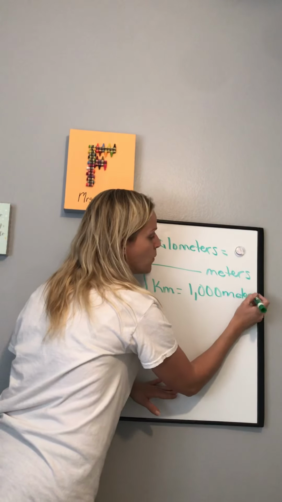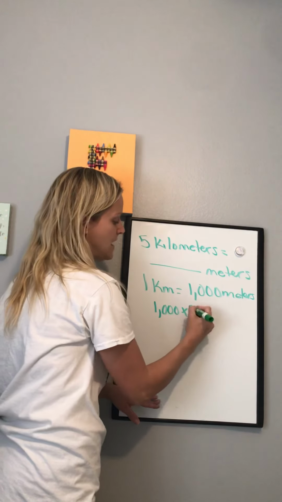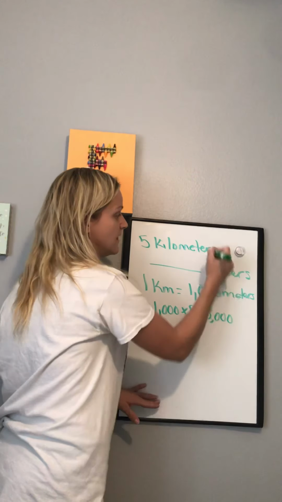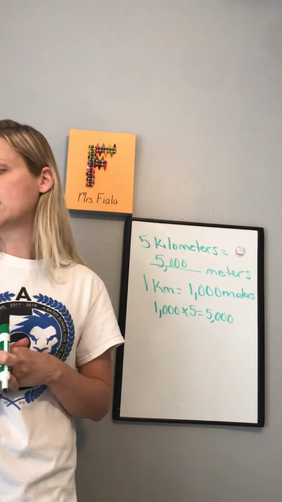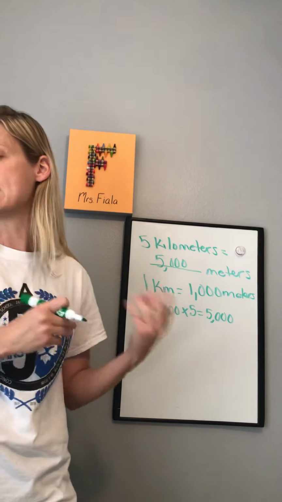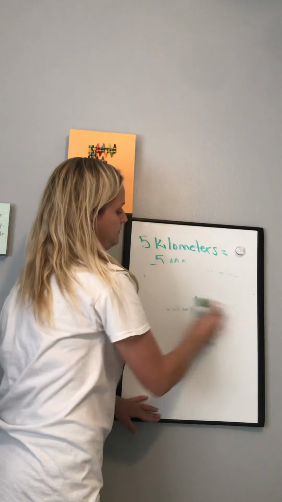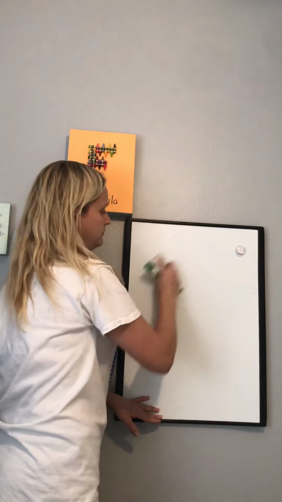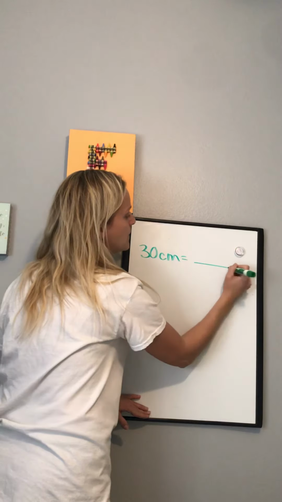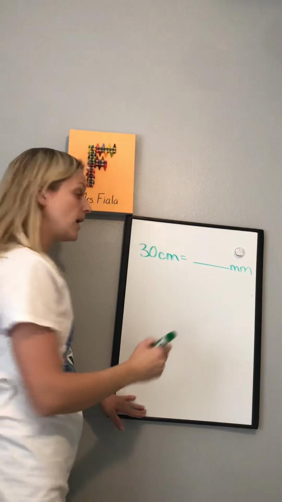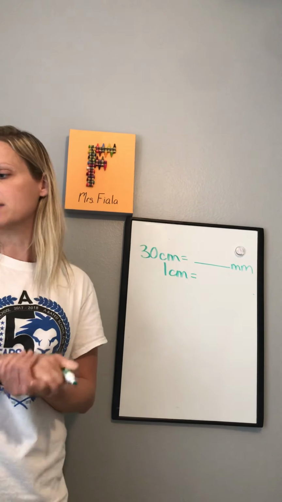Same as yesterday, we are going to multiply. So we're going to multiply 1,000 times 5, which is mental math, and that equals 5,000. And that is your answer. Okay? Same thing if we were doing centimeters to millimeters. Maybe we have 30 centimeters. And we want to know how many millimeters that is. Okay? 1 centimeter is equal to 10 millimeters.